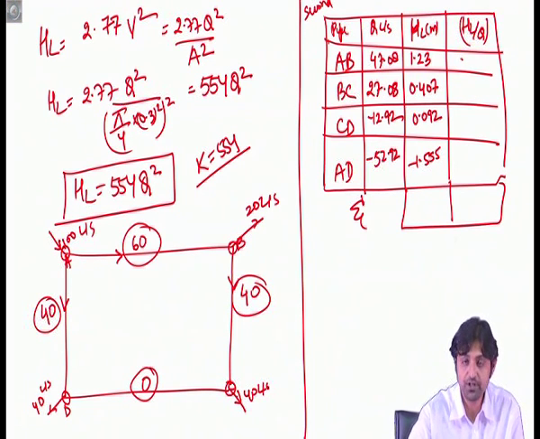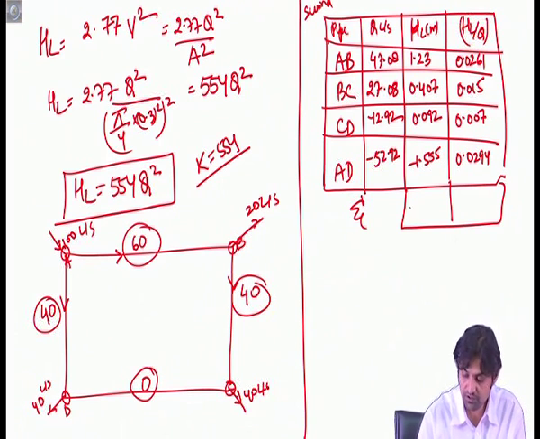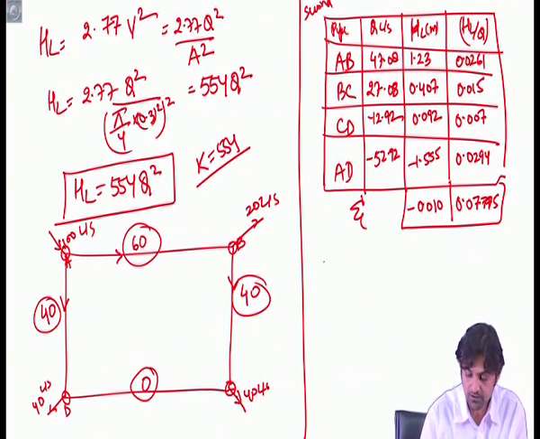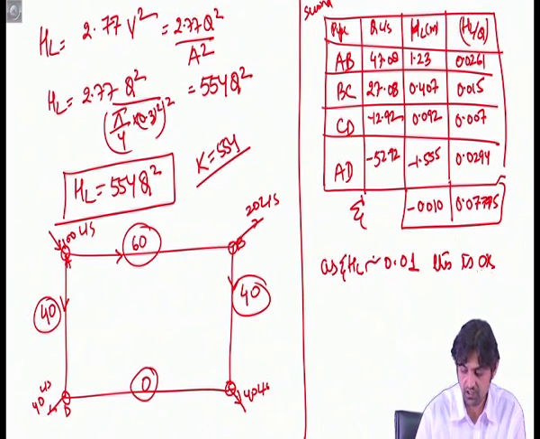and HL by Q, this HL by Q 1.23 divided by 47.08. If you use the calculator, 0.0261, 0.015, 0.007, 0.0294. All right, and if you do this sum, this is going to be minus 0.010 and this is 0.07775. So as sigma HL is approximately equal to 0.01, this is okay.